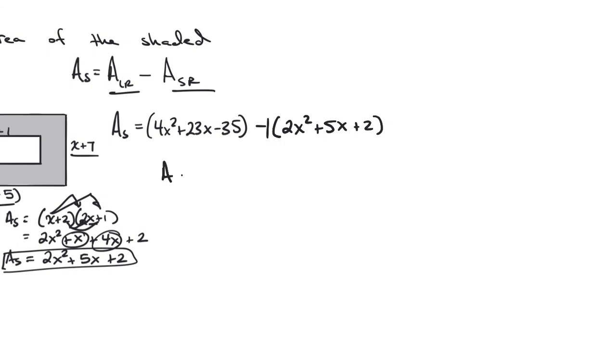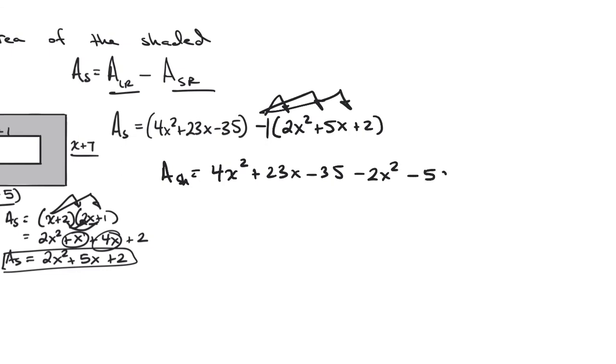So the area of the shaded region, shaded here, SH, is equal to, when you do the subtraction, you must distribute this -1 like we talked about in my videos before when you're adding or subtracting polynomials. So we get this 4x squared, so now we can drop the parentheses on this one. So 4x squared plus 23x minus 35. And then -1 times 2x squared is -2x squared. And -1 times positive 5x is -5x. And -1 times 2 is -2.